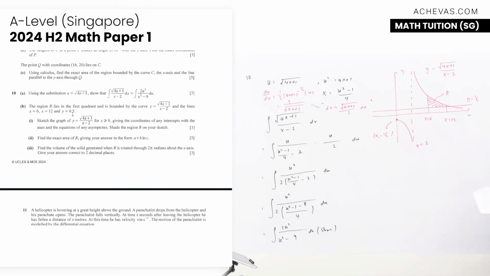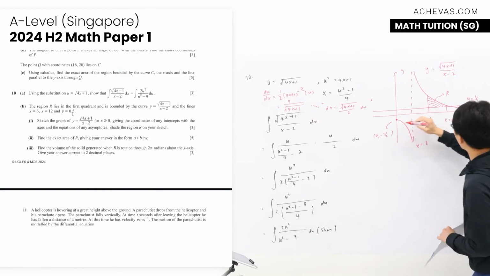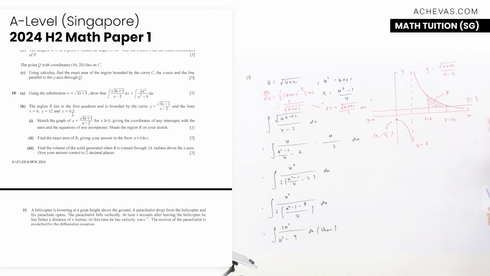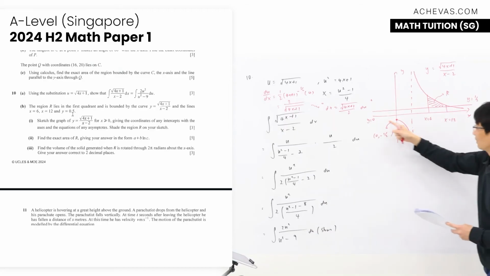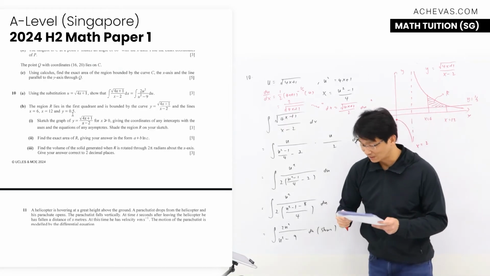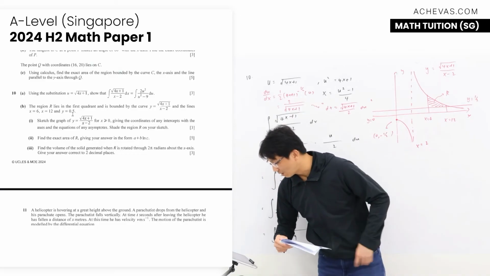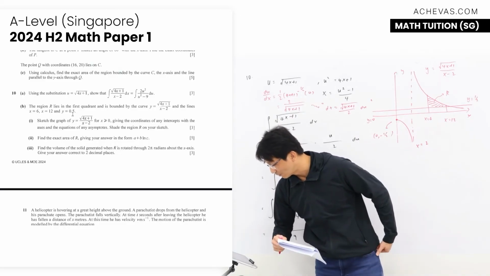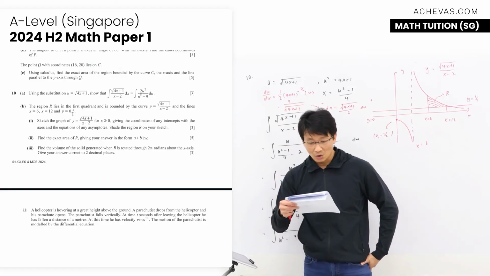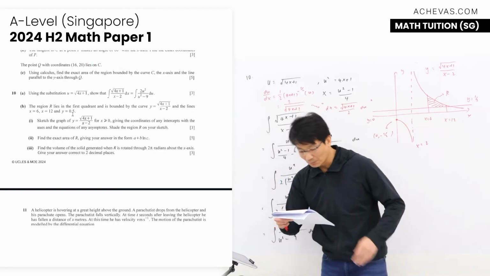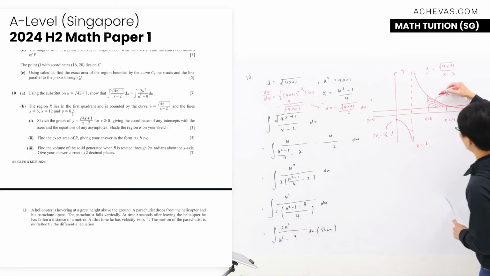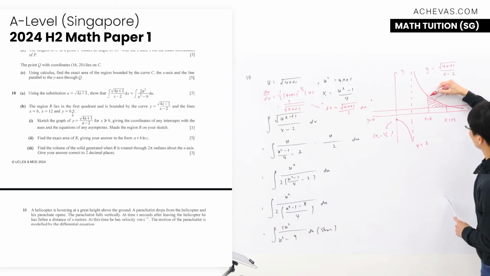Okay, and don't forget one thing here, y equal to 0 also, because this will be the horizontal asymptote. Alright, if you miss out this, probably 1 mark will be deducted also. And now we are supposed to find the exact area of R, giving your answer in the form of A plus B ln C. Alright, I think I'm going to make use of the area of the curve.